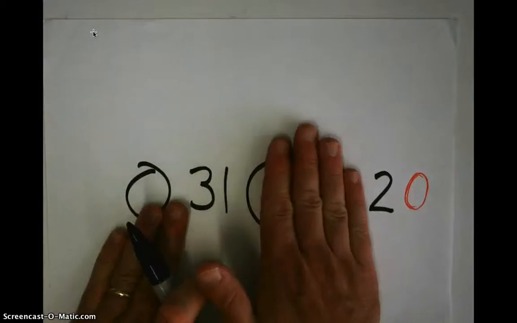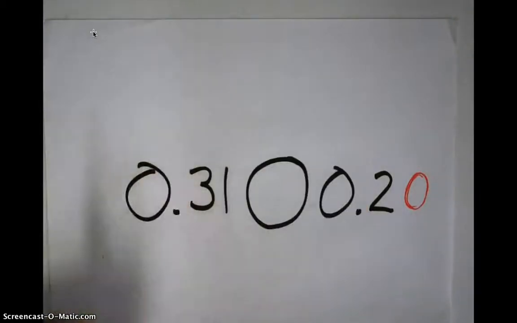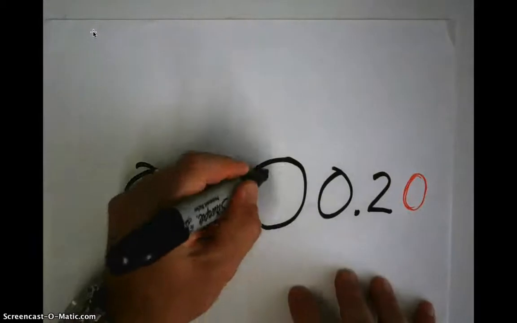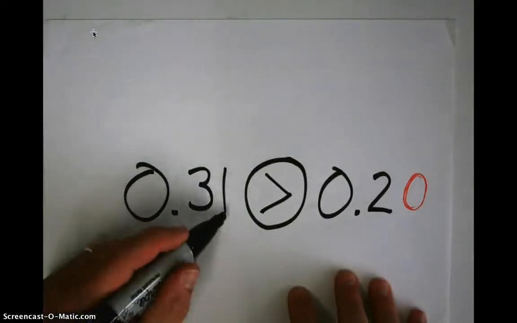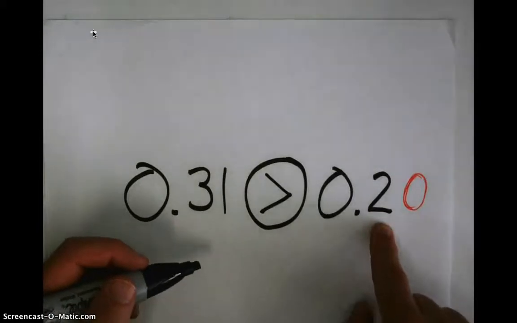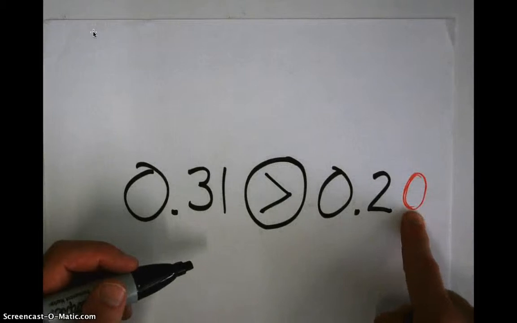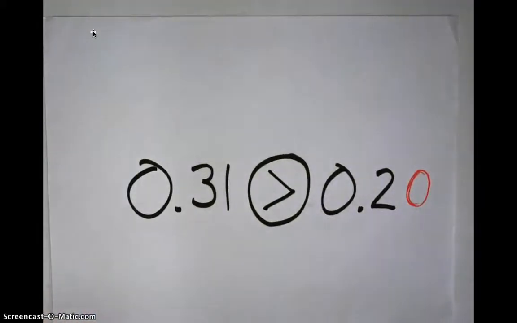Now, is it easier to compare? Well, I've got 31 compared to 20. Yeah, that's pretty easy to compare. 31 is greater than 20. So 31 hundredths is greater than 2 tenths, because 2 tenths is absolutely the same thing as 20 hundredths. So you are welcome to annex zeros behind if that helps you to compare the numbers.